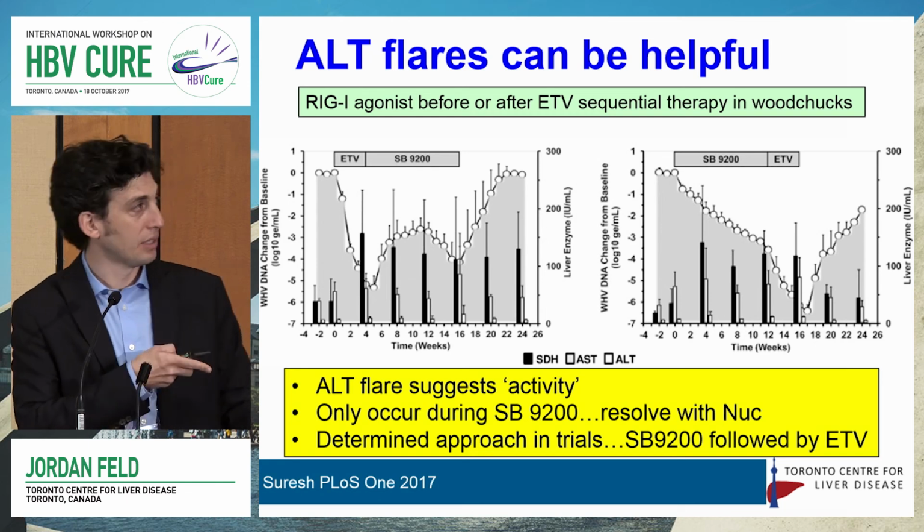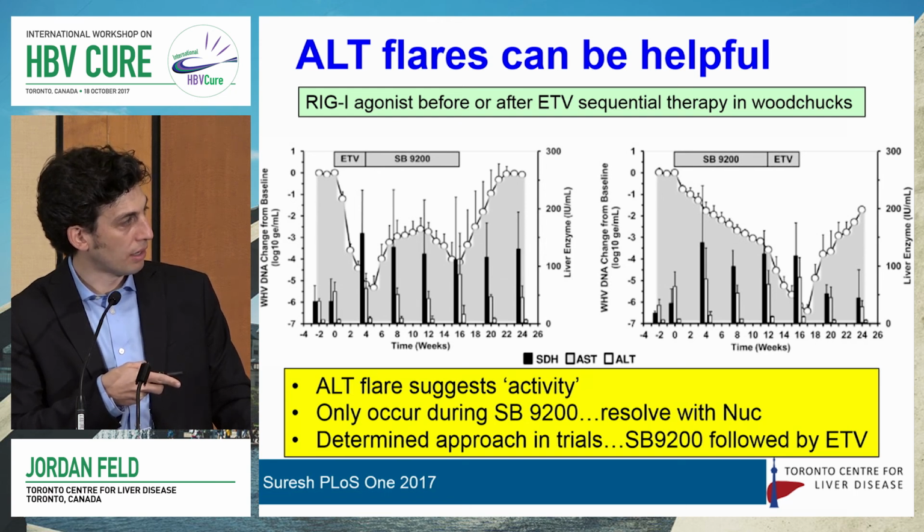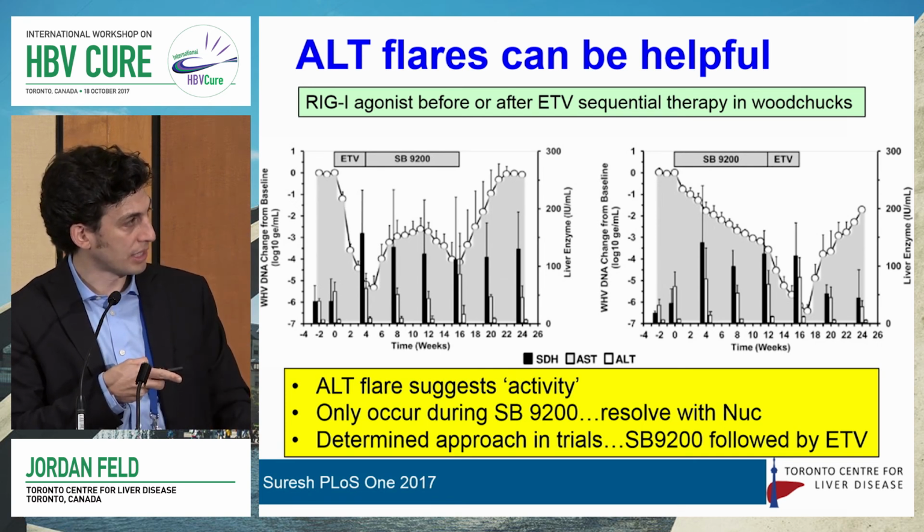So again, I'll go back to the RIG-I agonist, and you can see in these two different approaches, give the nuc first and then the RIG-I agonist, or give the RIG-I agonist first and then the nuc. The black bars here are ALT elevations, and here is the decline in woodchuck hepatitis virus level. During the nuc, you see good suppression of woodchuck hepatitis virus, and during the period of getting the RIG-I agonist, you see these ALT flares.